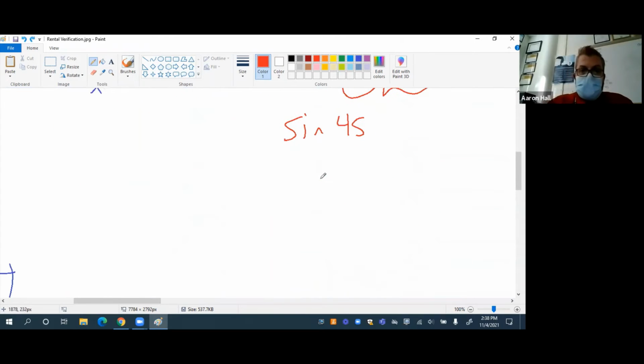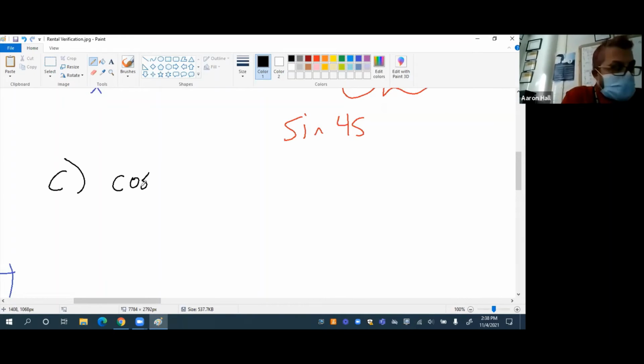All right, let's look at another one. This was C. I have the inverse of cosine of 5 pi fourths.